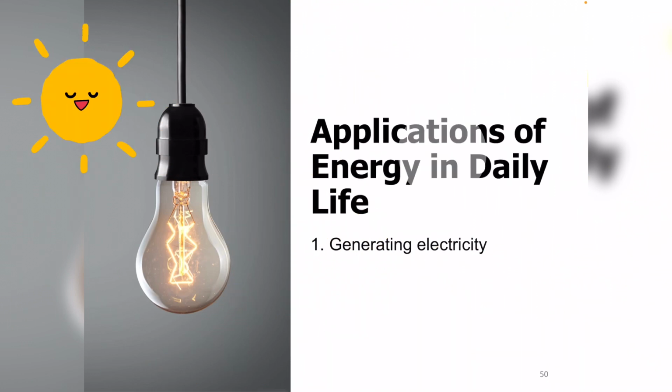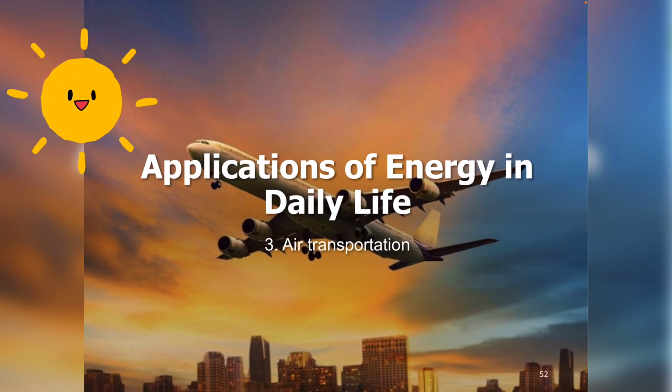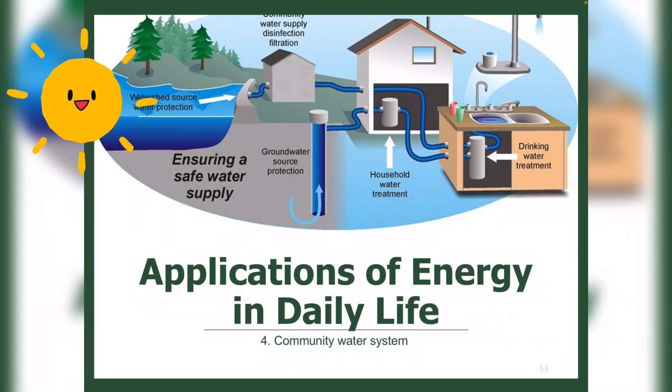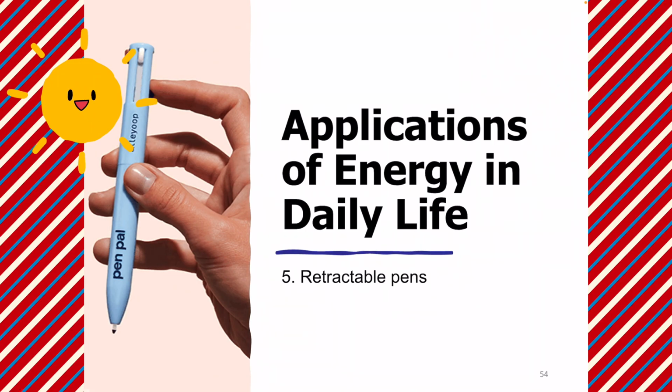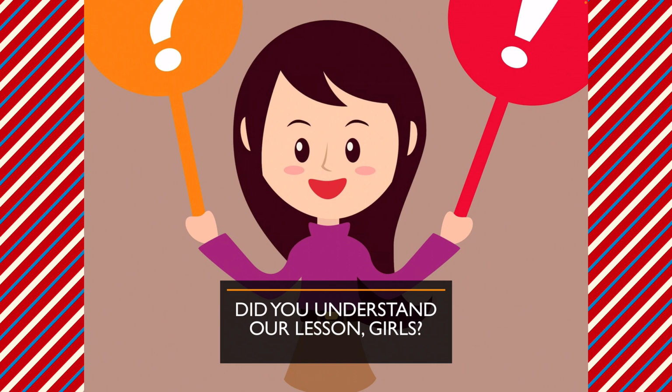And the last things are what we call the applications of energy in our day-to-day activities. So first is in generating electricity. Second is construction. Third is in air transportation. Fourth, in community water systems. And fifth, in retractable pens. Did you understand all our lessons today, girls? Very good.